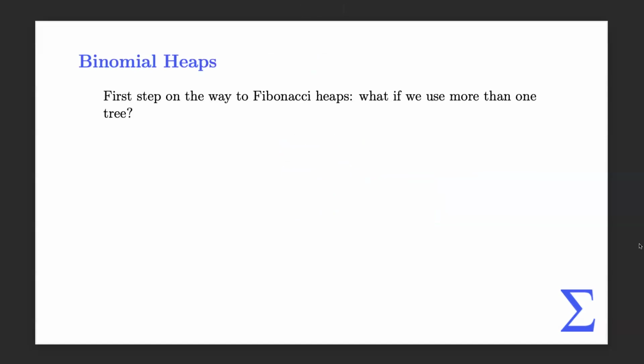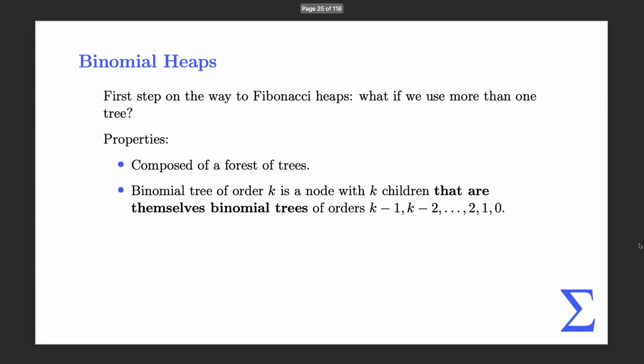So the idea is, well, there are two ideas. What if we use more than one tree? A binary heap is a priority queue implemented with one tree, but we could use a forest of trees. Each binomial tree in the forest of order k has k children that are themselves binomial trees of decreasing order: k minus 1, k minus 2, and so on. And in our forest, there can be at most one binomial tree of each order. These are the rules of what a binomial tree is.